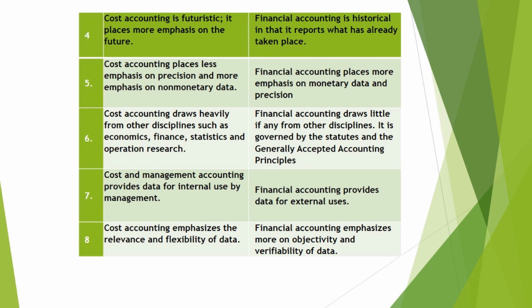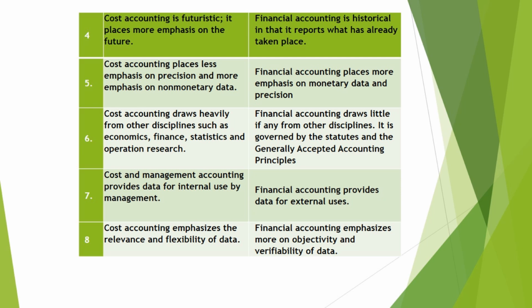The third difference is that cost accounting looks at segments of the organization and the organization as a whole, but financial accounting looks at the organization as a whole. It is less concerned with segmental performance. Another difference is that cost accounting is futuristic, but financial accounting is historical, in that it reports what has already taken place. The fifth difference is that cost accounting places less emphasis on precision and more emphasis on non-monetary data, while financial accounting places more emphasis on monetary data and precision.